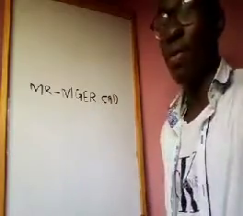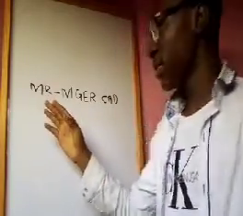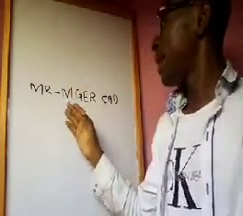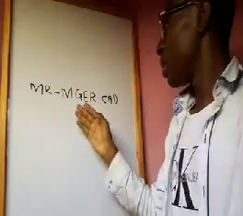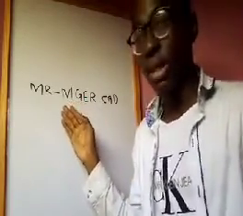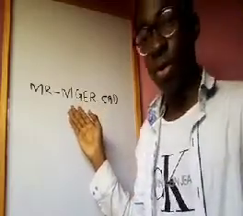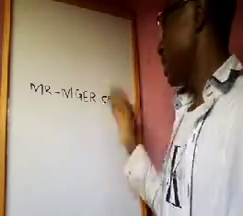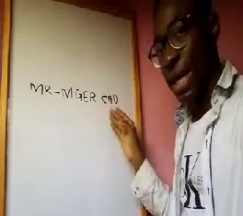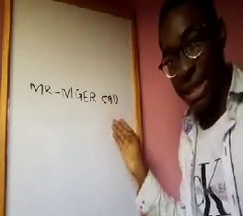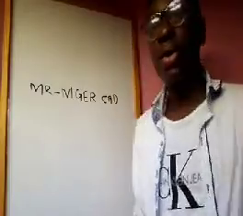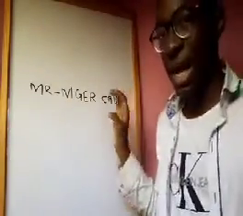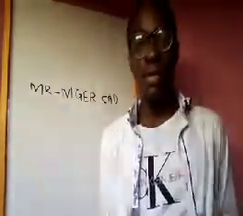So M stands for movement, R stands for respiration, N stands for nutrition, I stands for irritability, G stands for growth, E stands for excretion, R stands for reproduction, C stands for competition, A stands for adaptation, and D stands for death. Now, these are basic properties that are carried out by every single living organism.